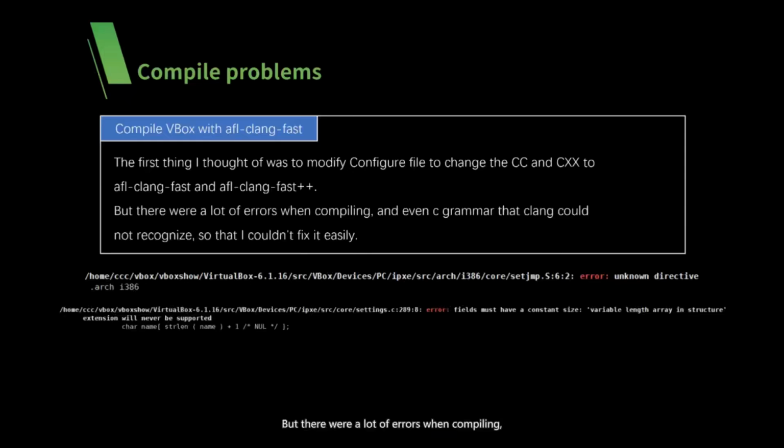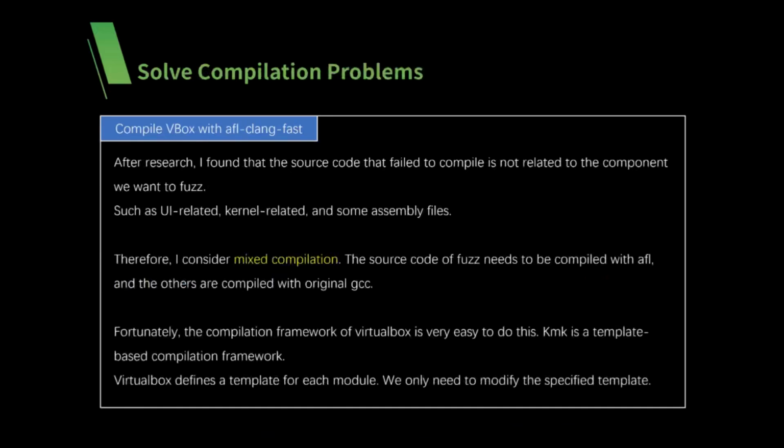But there were a lot of errors when compiling, and even C grammar that Clang couldn't recognize, so I couldn't fix it easily. After research, I found that the source code that failed to compile is not related to the component we want to fuzz, such as UI-related, kernel-related, and some assembly files.